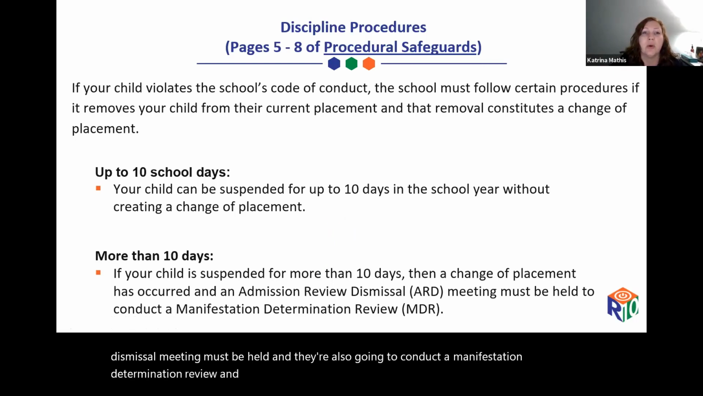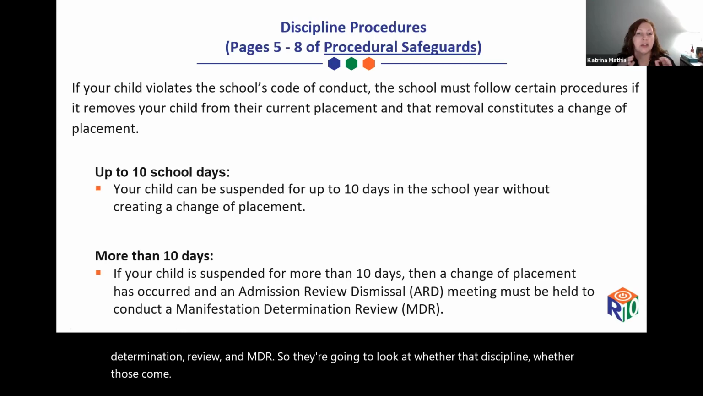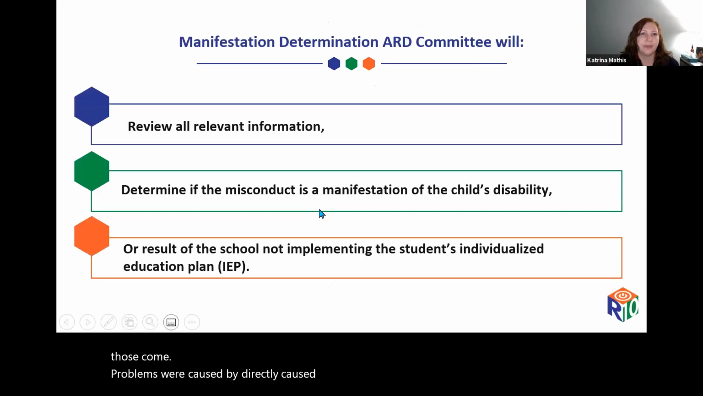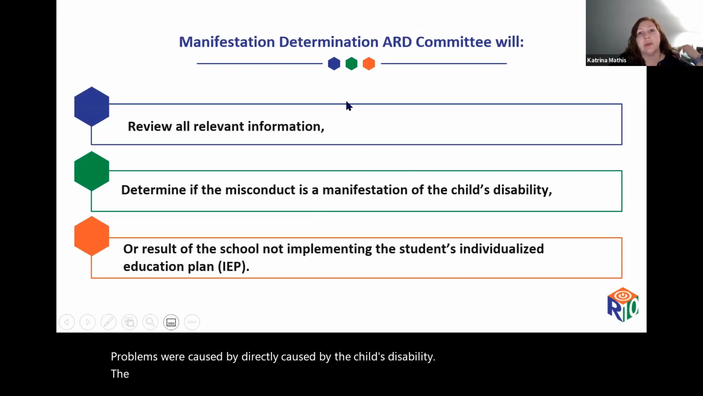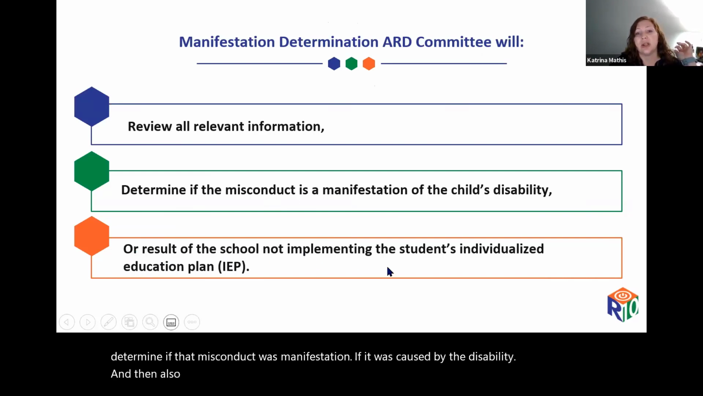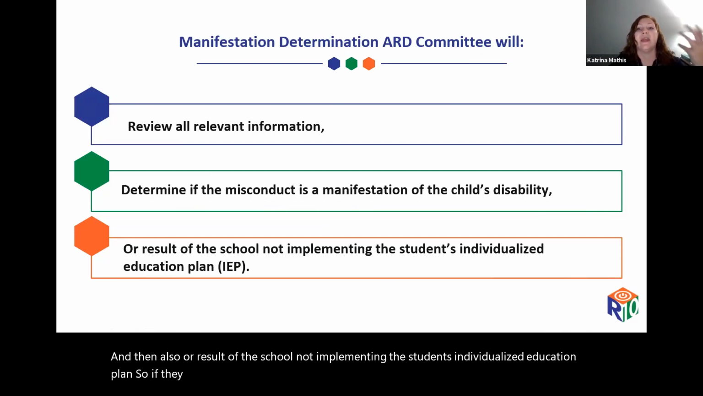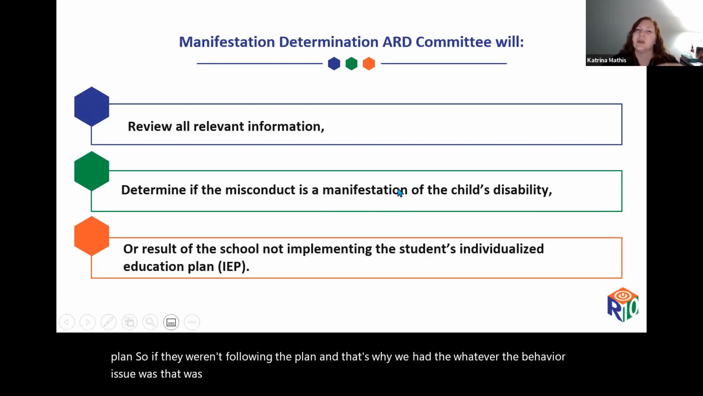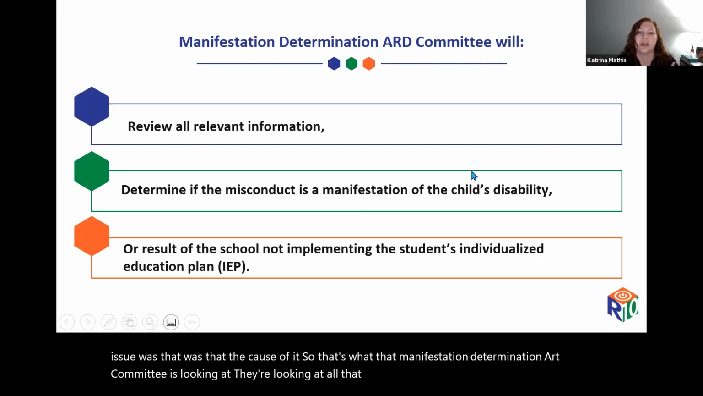So they're going to look at whether those problems were directly caused by the child's disability. The manifestation determination ARD committee will review all of the information, determine if that misconduct was a manifestation, if it was caused by the disability, and also if it was a result of the school not implementing the student's individualized education plan. So if they weren't following the plan, and that's why we have whatever the behavior issue was. So that's what that manifestation determination ARD committee is looking at. They're looking at all that information to see what the cause was.